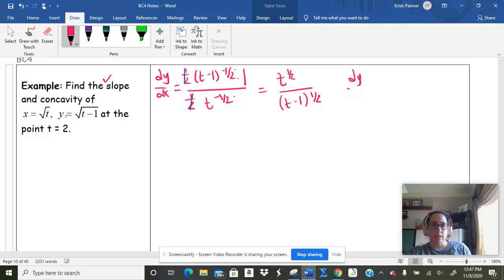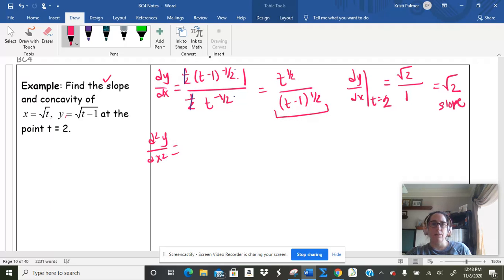So if I want to find now the derivative when t is 2, or the slope, I mean, when t is 2, that's the square root of 2 over 1, which is the square root of 2. So there's my slope. So now I need to take the second derivative.